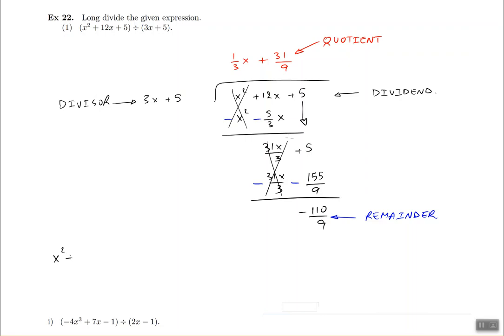We say that x squared plus 12x plus 5, when it's divided by 3x plus 5, will give the following. It will first give 1/3 x plus 31 over 9. So we write the quotient first. Then we put a little plus sign, and then we write a fraction. Now this fraction is going to have the remainder on top. So in this case, the remainder is negative 110 over 9, divided all by the old divisor, 3x plus 5.